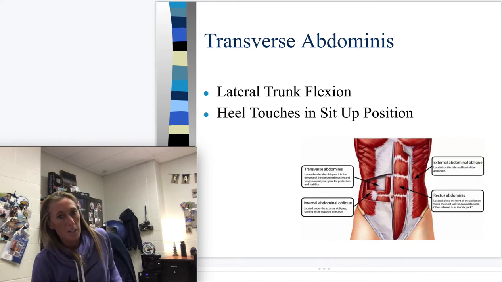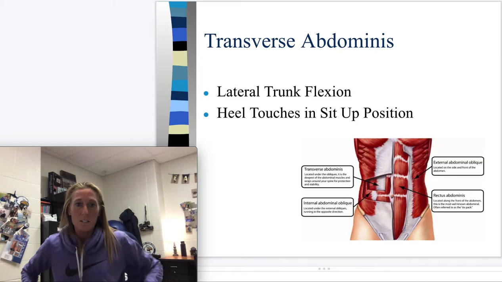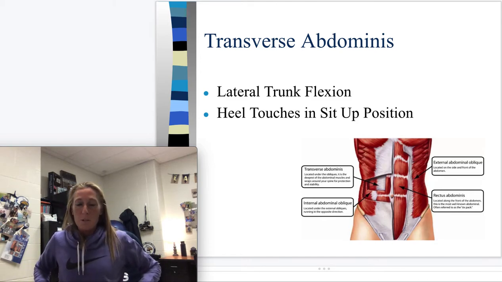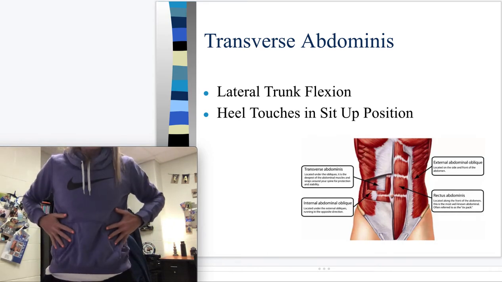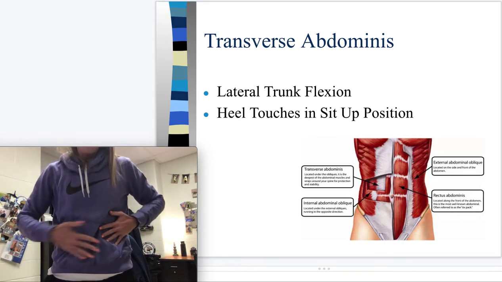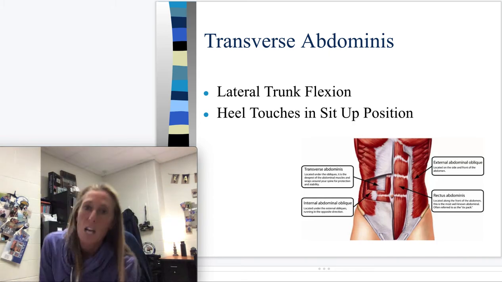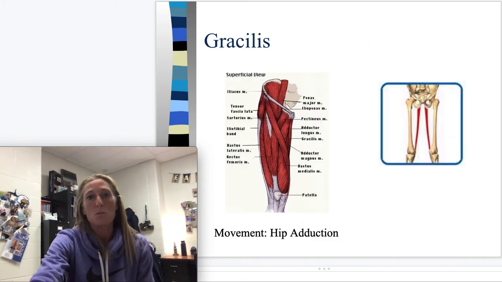We do pickpockets in body sculpting class. We do a lot of ab stuff. These are transverse abdominals, and they sit right here on the sides of the abdomen like you're putting your hands in your pocket. They run this way, and then they run that way. Transverse abdominis, transverse abdominal muscles.